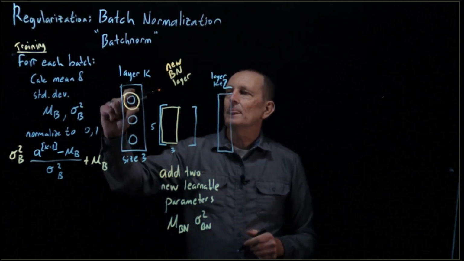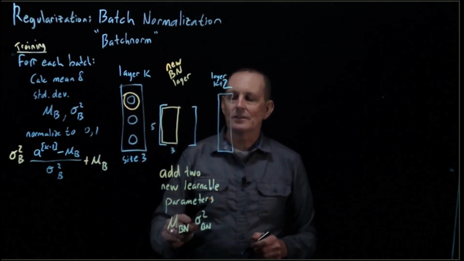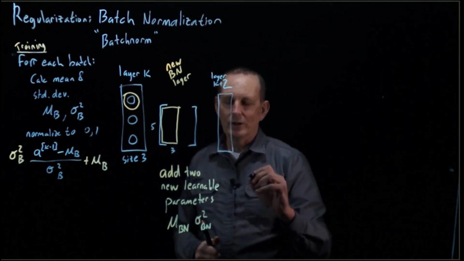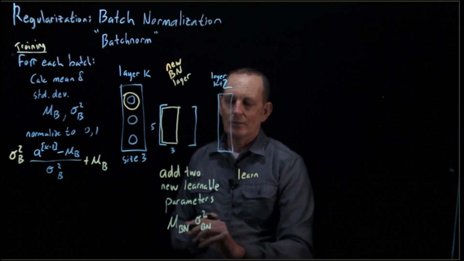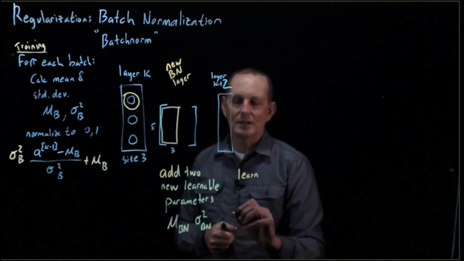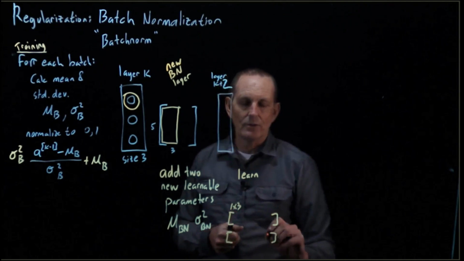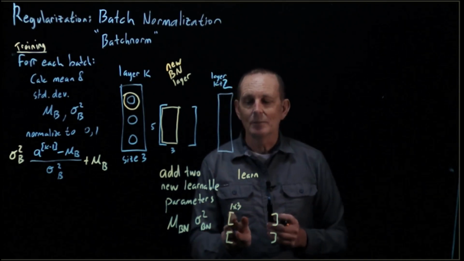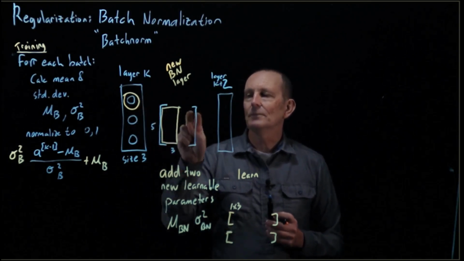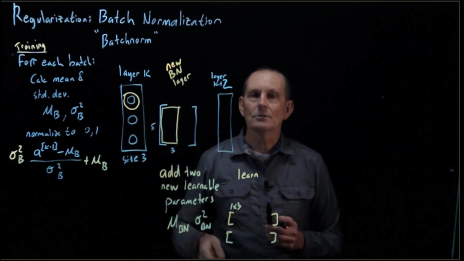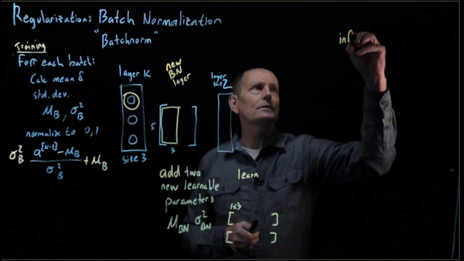So in this case, if this was size 3, the new batch norm layer is also going to be size 3. And we are going to be learning mu sub bn and sigma squared sub bn, and they're going to each be 1 by 3. Right? Because we are learning separately the mean and standard deviation for the first column, the second column, and the third column. That is for these nodes. So that's for training. What do we do about inference?